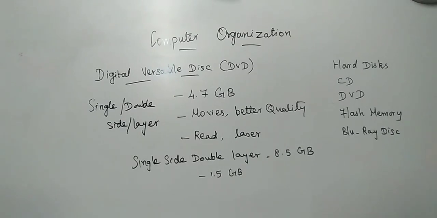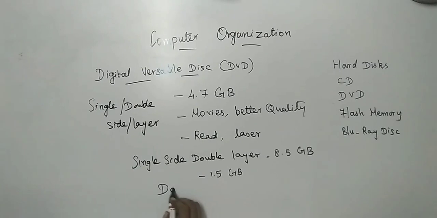By seeing it, you can know how many layers it has: double layer, single layer, single side, double side. By seeing that visually, you people can know that one. Okay? Normally, how you people can identify a double layer is, it is gold colored. The double layered sides are gold colored for you.